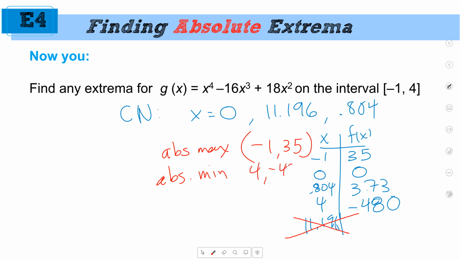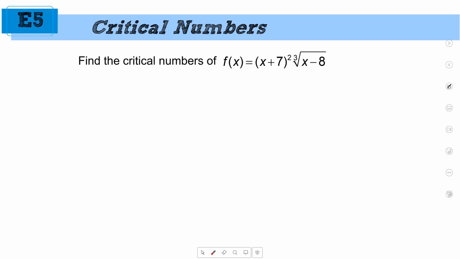-4, -480. Good. Whoops, 80. Okay, easy. How are we doing so far? Okay? Not bad? Simple polynomials, taking derivatives and setting them equal to 0. Fun. This is going to be fun.